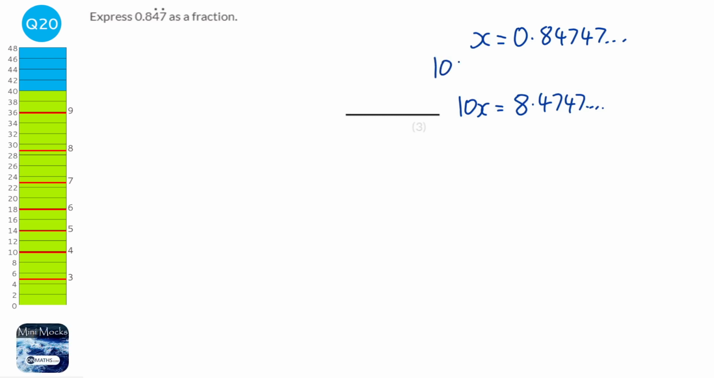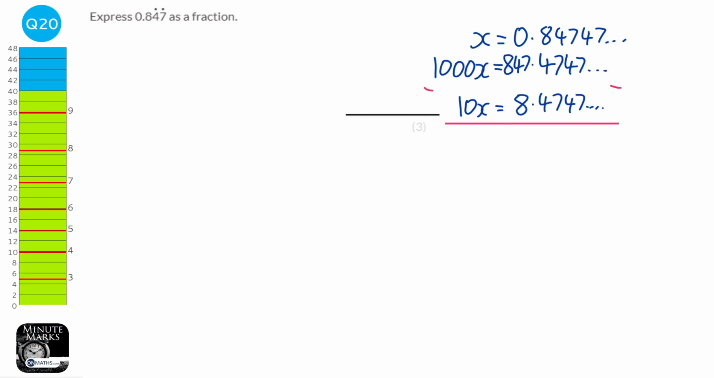So we're going to times it by 1,000. We'll find out 1,000x, and so it would be 847.4747, etc., etc. Next, I'm going to take away everything.